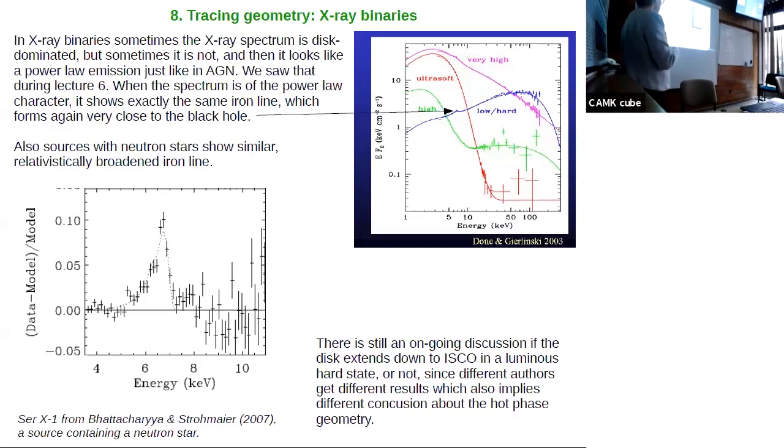On the other hand, it's not true that this broad K alpha line is seen in all sources. It's not. This was why I said that for low Eddington ratio sources the disk recedes, and then we do not see a broad K alpha line. For example, in NGC 5548, we don't have a broad K alpha line.